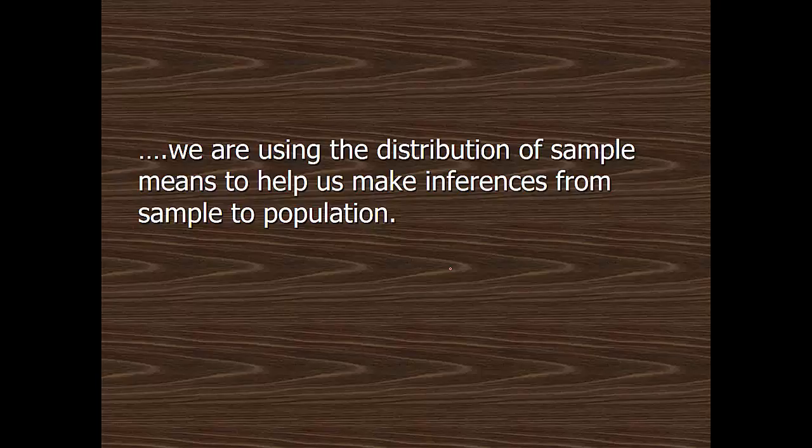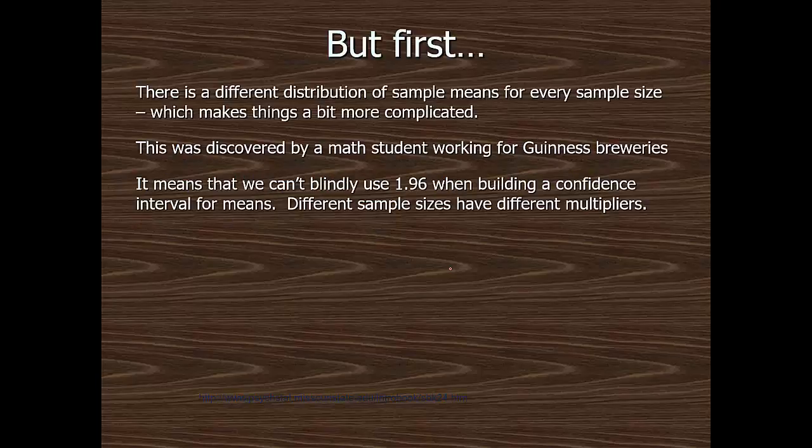But if you accept the fact that the central limit theorem is saying that the distribution of sample means will be normally distributed, then it'll work the same way as the standardized normal curve that we worked with last week. But first, so you've accepted that, hopefully. There's a different distribution of sample means for every sample size. Just a touch of complication.